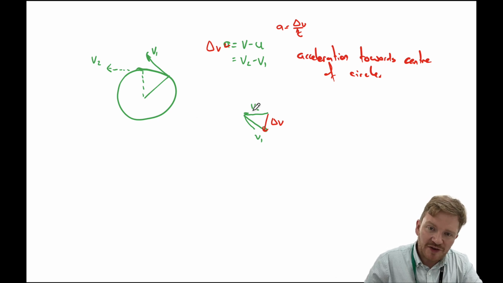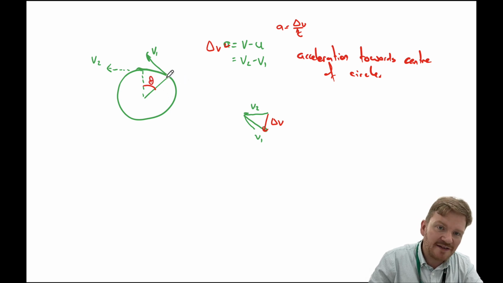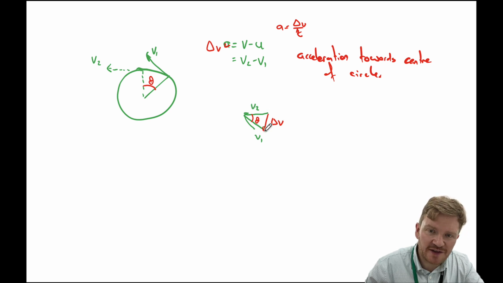Now, what I'm going to do is I'm going to say, well, okay, in this instance, I've gone from v1 to v2. So I have moved through an angle theta. Now, as I've moved through that angle theta, I can say, well, by similar triangles, this is also angle theta as well. So now I've got that delta V is here. So what I want to do is find the magnitude of delta V. If I can find the magnitude of delta V, then I can put it into this equation here, and I can start to get acceleration.